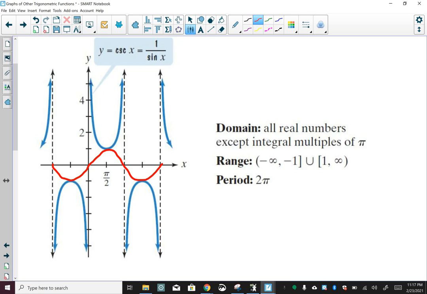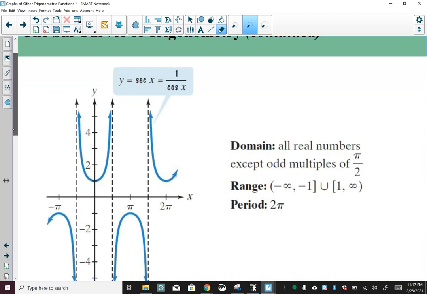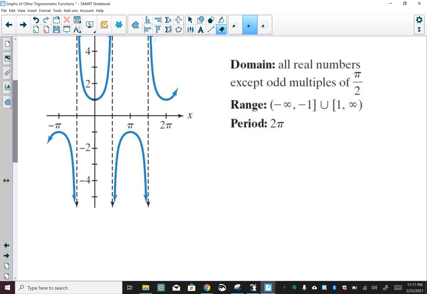Your range, basically, is not from -1 to 1. So it's all real numbers except from -1 to 1, because that's where your sine graph lives. And then your period will be 2 pi for this one. All right. And then the last one is your secant. Again, remember the domain for your secant is the same as tangent, and the domain for your cosecant is the same as cotangent. The range for secant and cosecant are going to be the same.